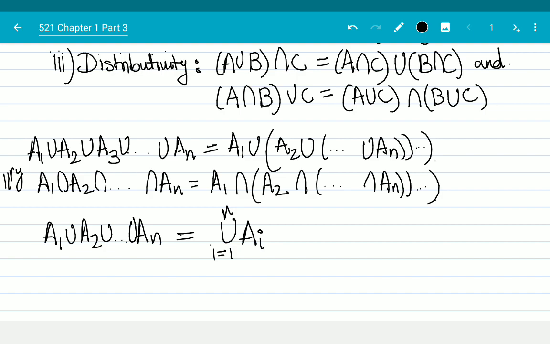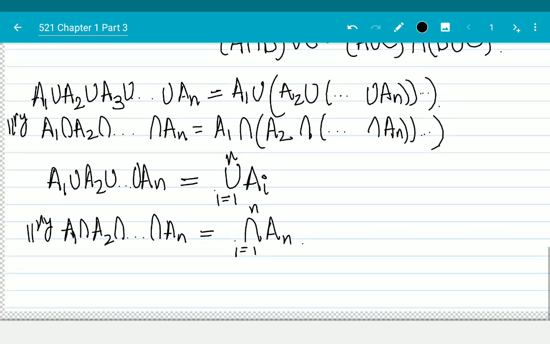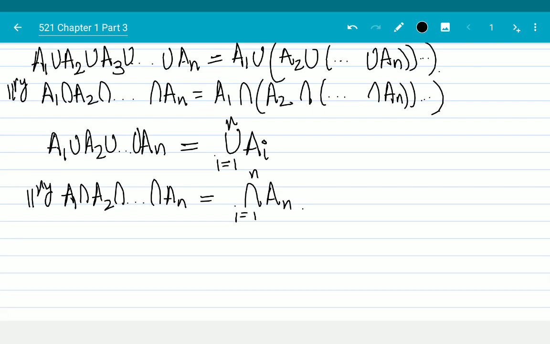Okay. Similarly, A1 intersection A2 intersection AN is going to be written as intersection, I is equal to 1 to n, AI. Okay. If the context is clear, I might drop the I is equal to 1 to n if I'm looking at a very particular intersection or union.